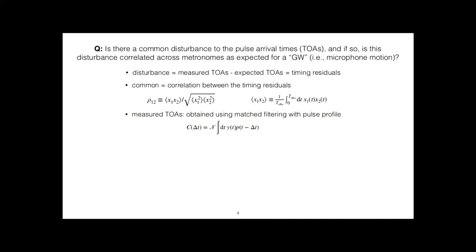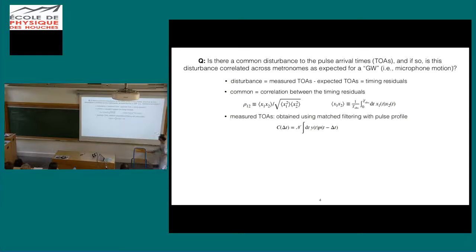How do I determine the measured TOAs that come here? Well, basically, I'm going to take the recorded data and correlate that with a pulse profile, shifted in time. And this correlation, as a function of the time shift, will have a peak at the arrival time of the pulse, or pulses.